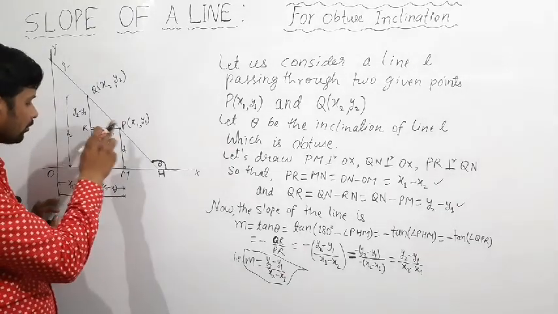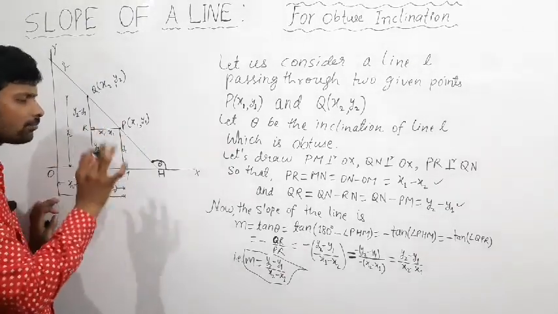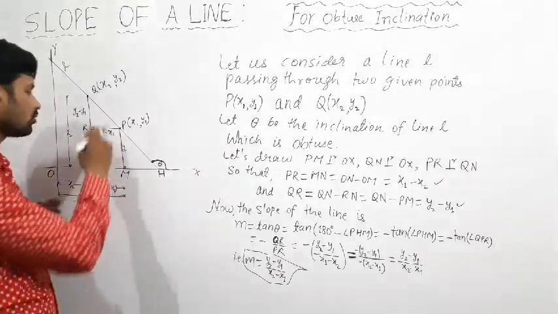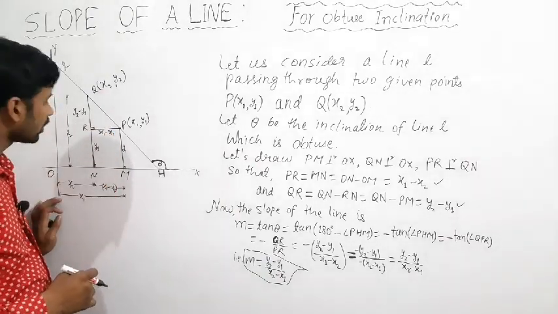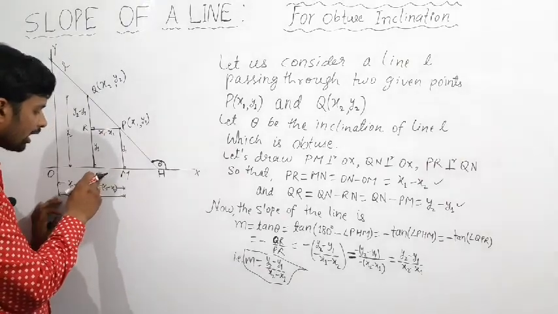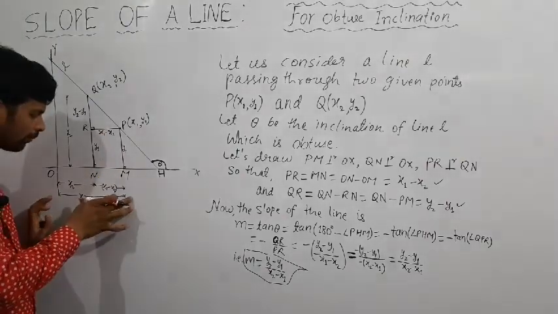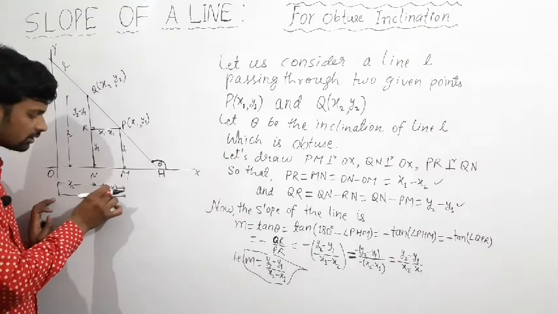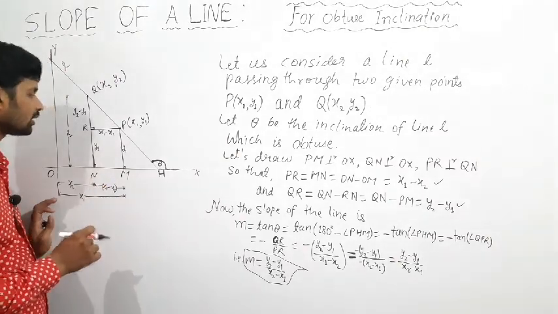We have P, R and M forming a rectangle, so opposite sides will be equal in length. That's why PR must be equal to NM, and NM is equal to what? OM minus ON. So this is x1 minus x2, clearly.